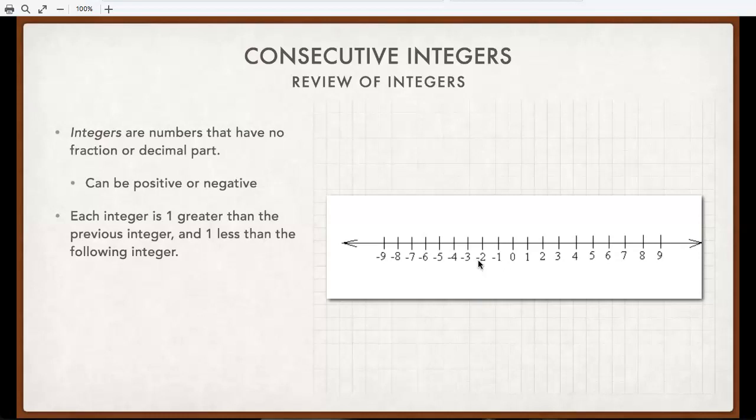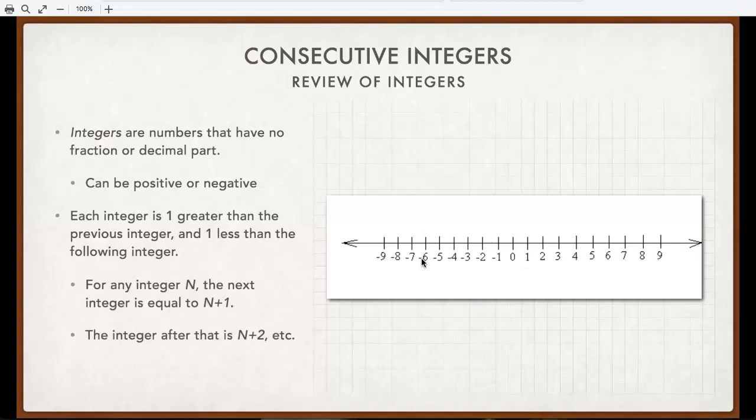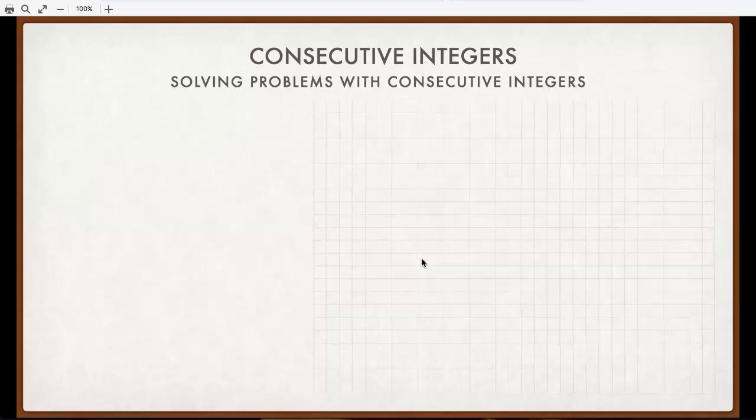-1 is 1 greater than -2, and also 1 less than 0. So for any integer, n, we say that the next integer is equal to n plus 1, the one after that is equal to n plus 2, etc. We can use this to solve certain problems where we're dealing with consecutive integers. Let's take a look at one.